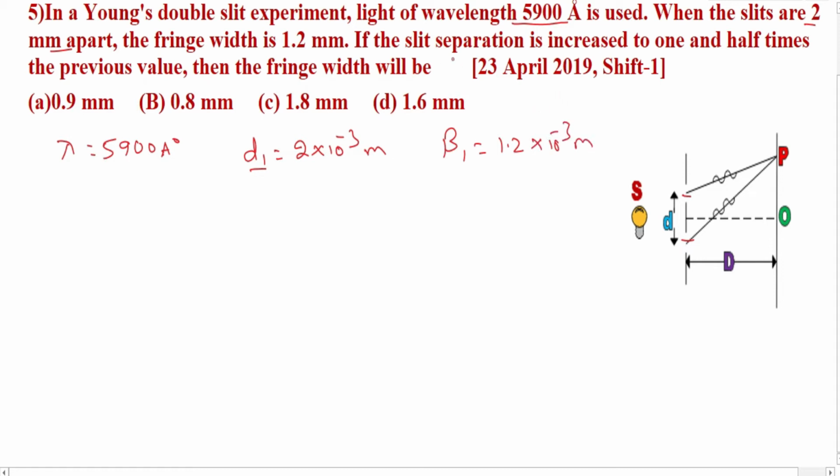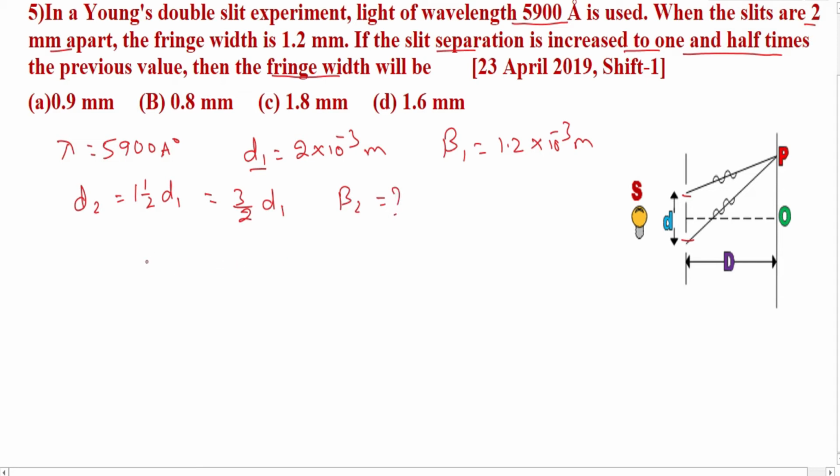Now what did he do? If the slit separation is increased to 1.5 times, it means he increased the slit separation to D2, which is equal to 1.5 times D1. That means this can be written as 3 by 2 of D1. Now what did he ask us to calculate? He asked us to calculate the new fringe width, that is, beta 2 is equal to how much?